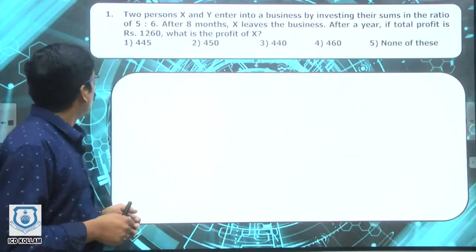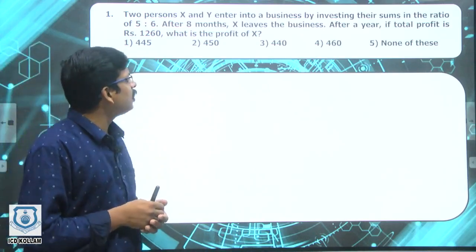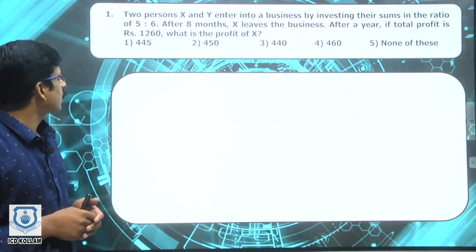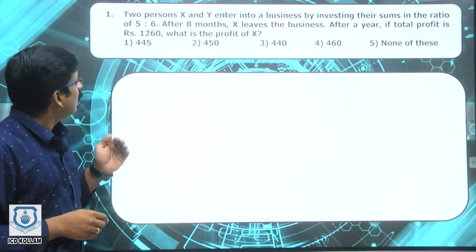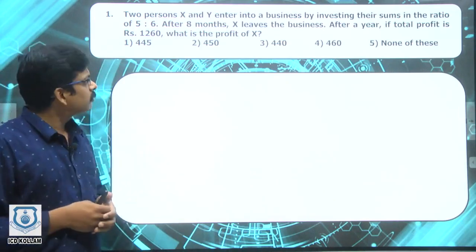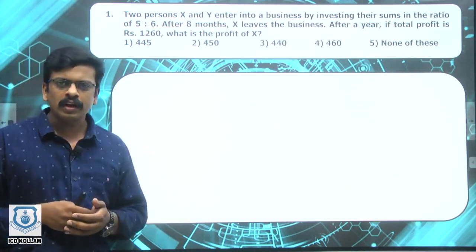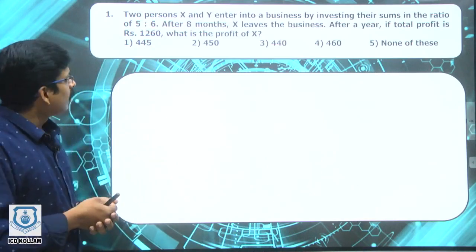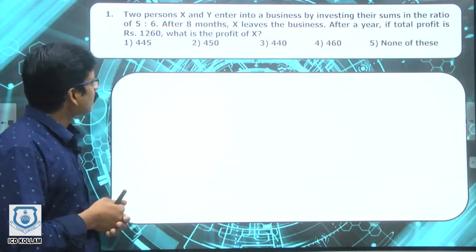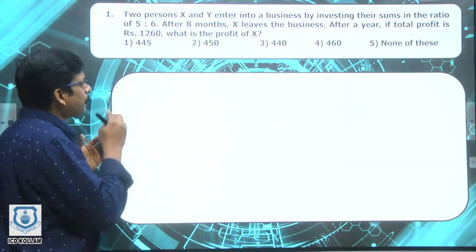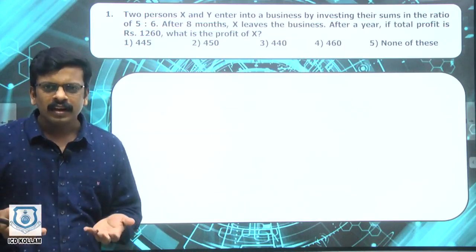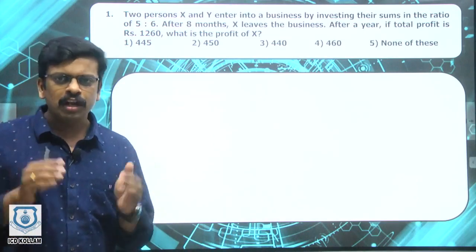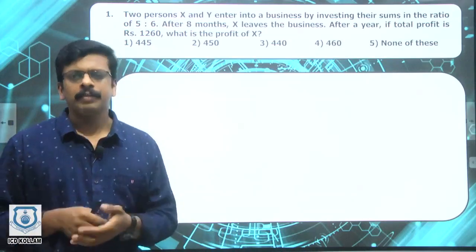First question: 2 persons X and Y entered into a business by investing their sums in the ratio 5:6. After 8 months, X leaves the business. After a year, if the total profit is rupees 1260, what is the profit of X? This is a very simple question, and you know the profit depends on investment and time. The profit is proportional to investment into time.